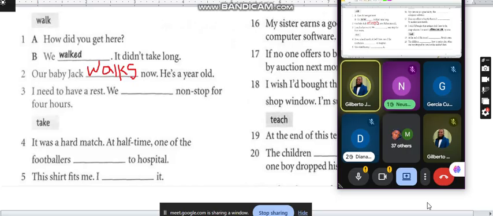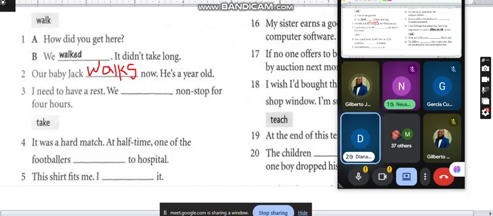Diana Paulo, is it the same idea you provide, or do you have a different idea from that given by our colleague Dalton? Good afternoon. It's the same idea, because we are talking about an action that started in the past but hasn't finished yet. Very good. So that is the correct answer.